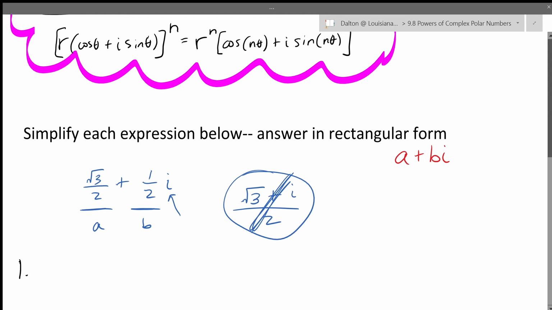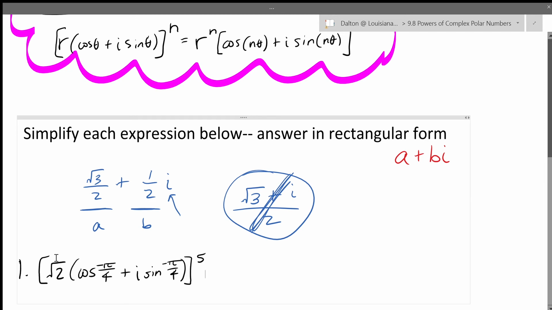If I give you, let's open up a big bracket, the square root of 2, open parentheses, times the cosine of negative pi over 4 plus i times the sine of negative pi over 4, close parentheses, close the brackets, all of that to the 5th power. So your job is to simplify this expression, but answer in rectangular form.